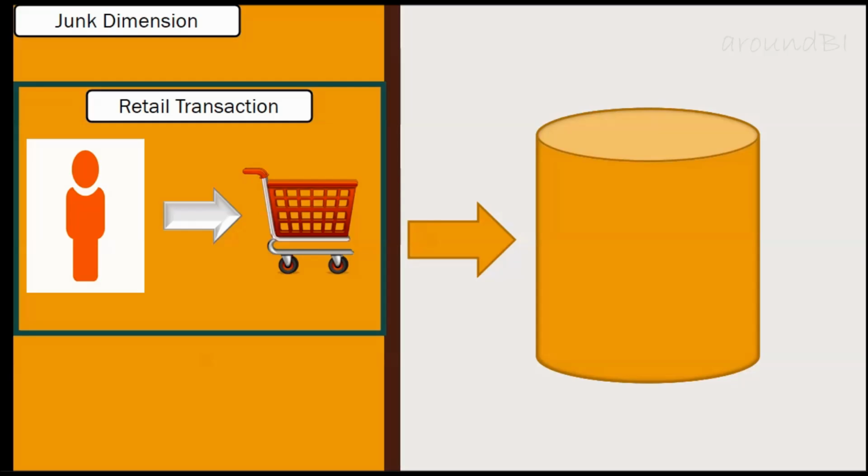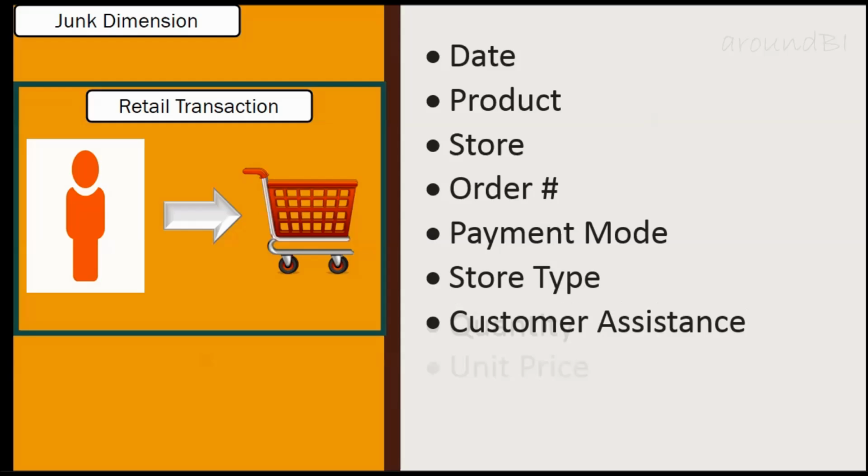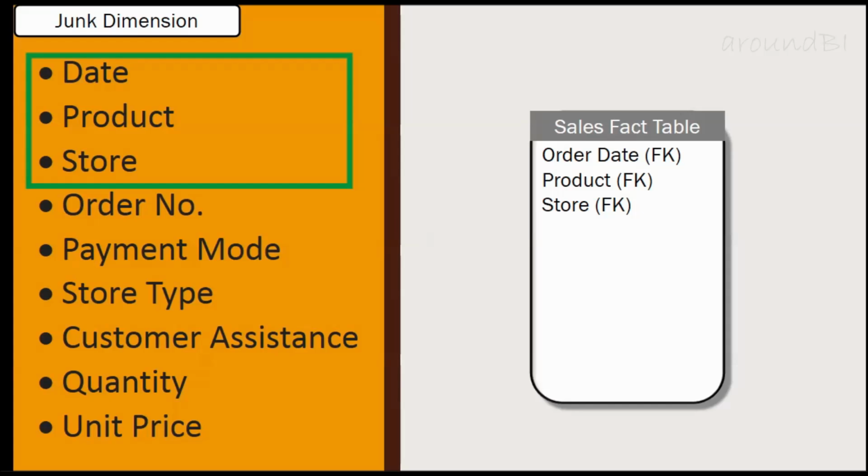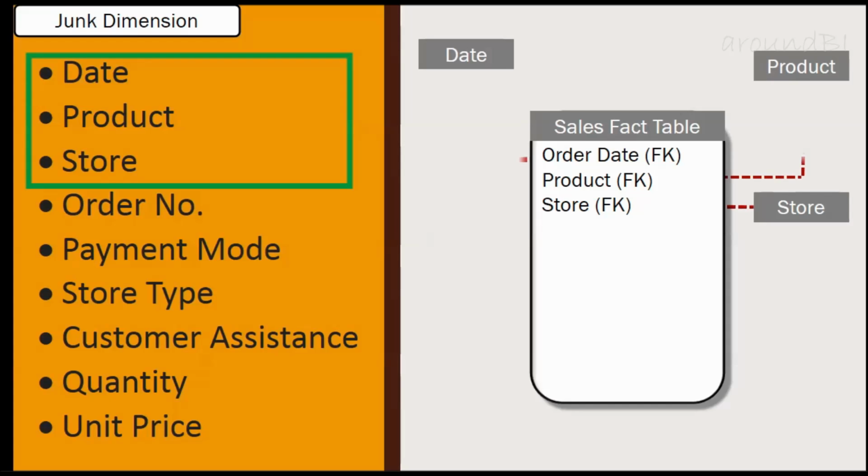We are extracting transaction data and are trying to design our data warehouse structure. We have data on transaction date, product, store, order number, payment mode, store type, customer assistance, quantity and unit price. If we construct our schema for this information, date key, product key and store key will be stored in the fact table as foreign keys that will be joined with the respective dimension tables.